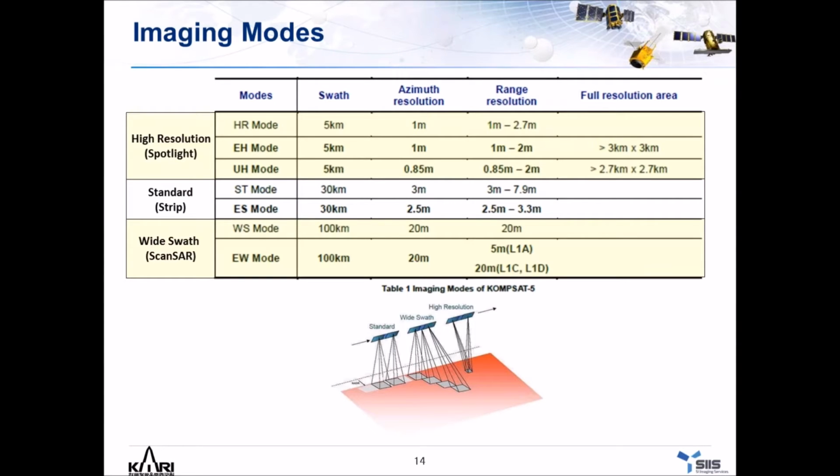So Kompsat-5 has three major imaging modes: spotlight, strip, and SAR. In spotlight mode, it can provide a 1 meter resolution and 5 kilometer swath image. And in standard mode, it can provide a 3 meter or 2.5 meter resolution image with a 30 kilometer swath. In wide swath mode, it can provide a 20 meter resolution image with a 100 kilometer swath.